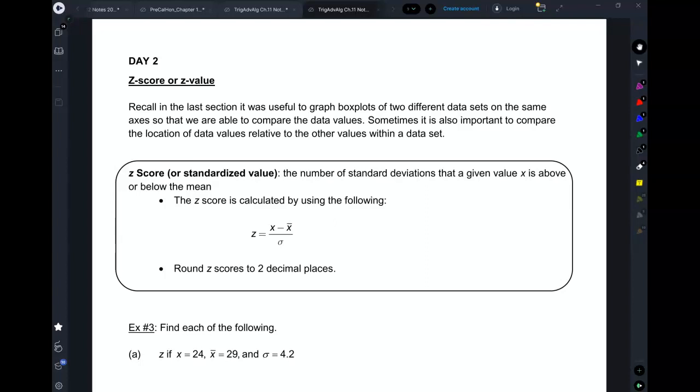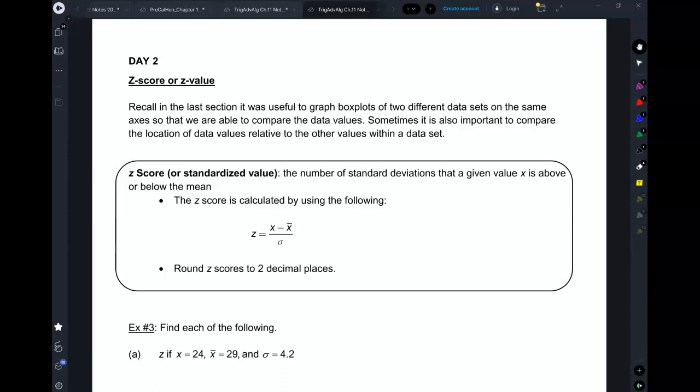So, a couple of lessons ago, we were doing box plots. Remember, we were doing side by side box plots to compare two separate pieces of data. You remember that? We were trying to compare, let's say, home runs in 1927 and home runs in 2007. So that's an important thing to do.